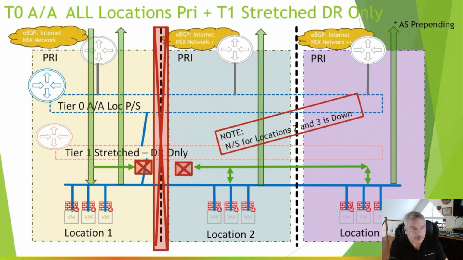Here again, split brain is what they kind of refer to this as, where we lose communication to location 1, and that's where all our traffic is coming in.